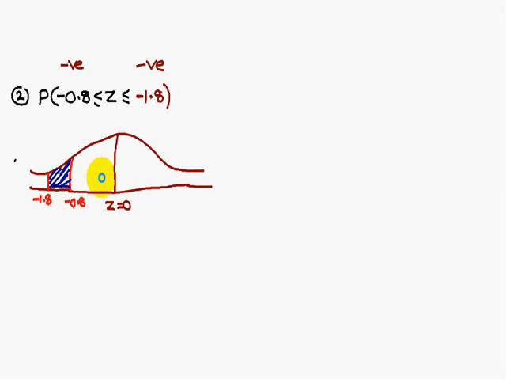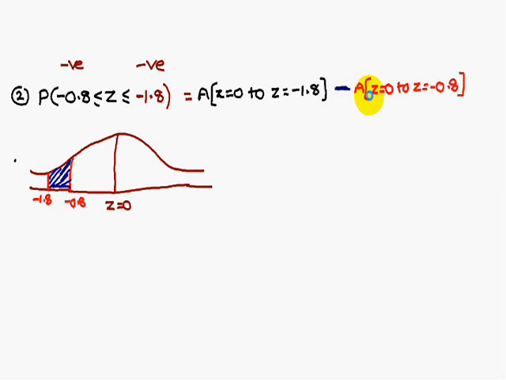How will you find this area? Let us look at the area between z is equal to 0 to z is equal to minus 1.8. Z is equal to 0 means this line, z is equal to minus 1.8 is this line. That means this entire area, minus the area from z is equal to 0 to z is equal to minus 0.8. From this entire area, if you subtract only this white part, you are going to get this one.